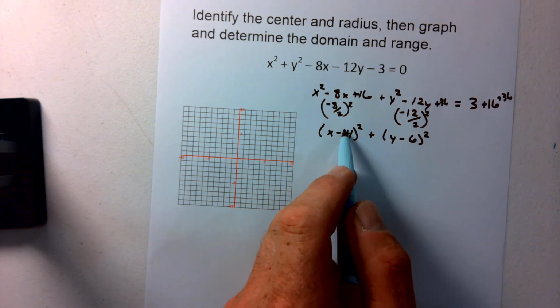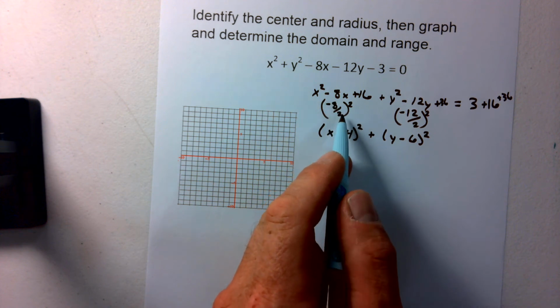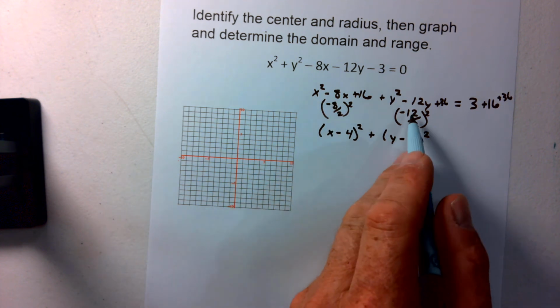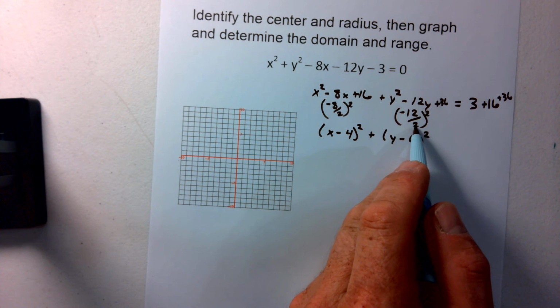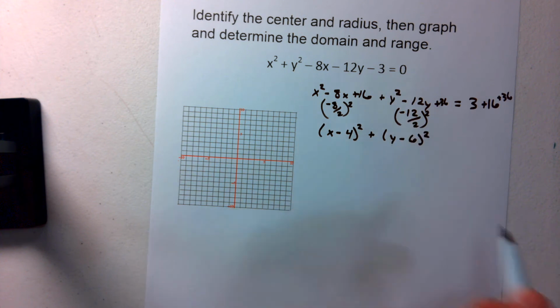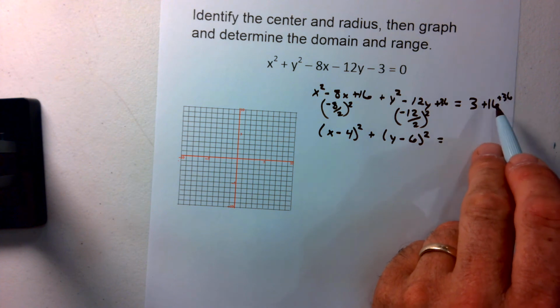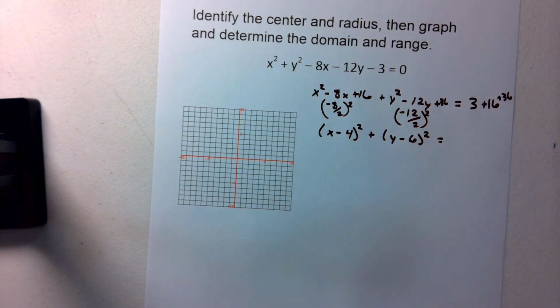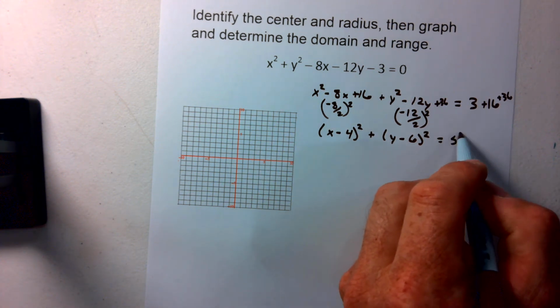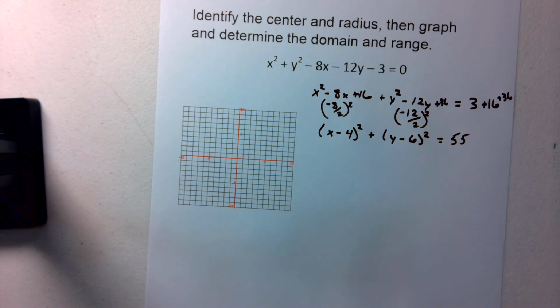Recall that this negative 4 is coming from when I take negative 8 and divide it by 2. This negative 6 comes from negative 12 divided by 2. So that's a nice quick way of figuring out what that value is going to be. Here I'm going to take 36 and add it to 16 and add it to 3. So what do we got? We got 30, 40, 52, 55. That's a rough number, isn't it? But we can work with it, I suppose.